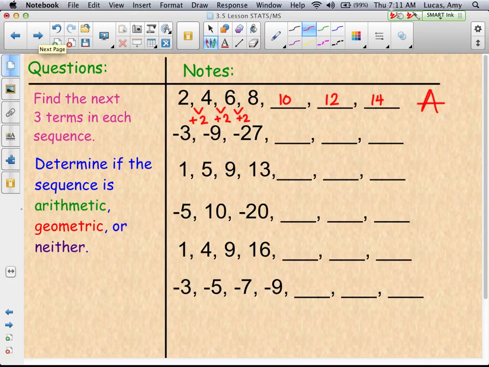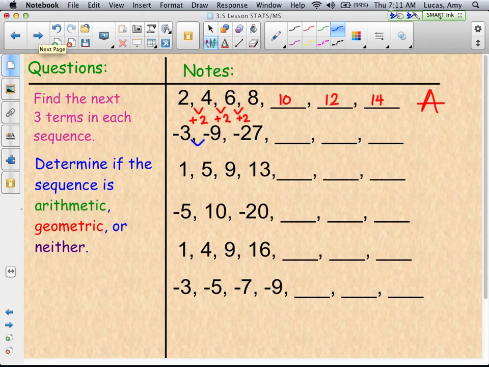The next example, you could check to see if it's an addition pattern. To go from -3 to -9, they would be subtracting 6. But to go from the number -9 to -27, they're subtracting 18. So that tells me that it is not an arithmetic sequence. So I need to think about multiplying or dividing next.